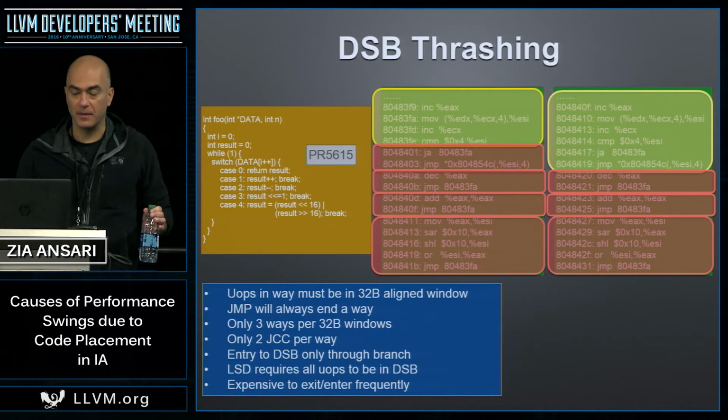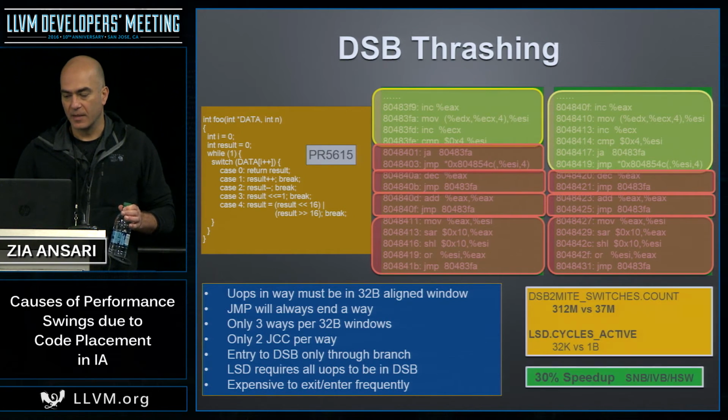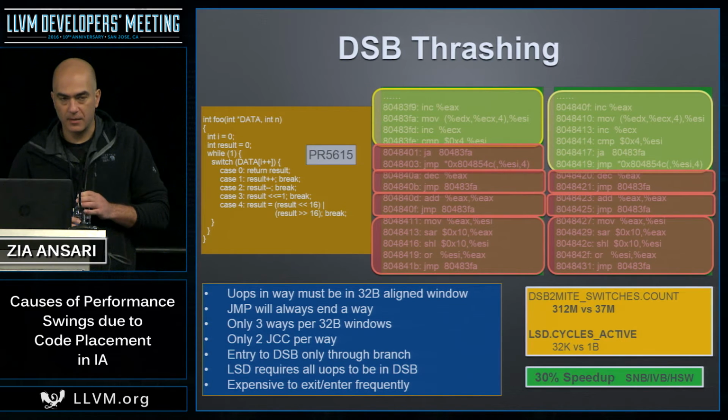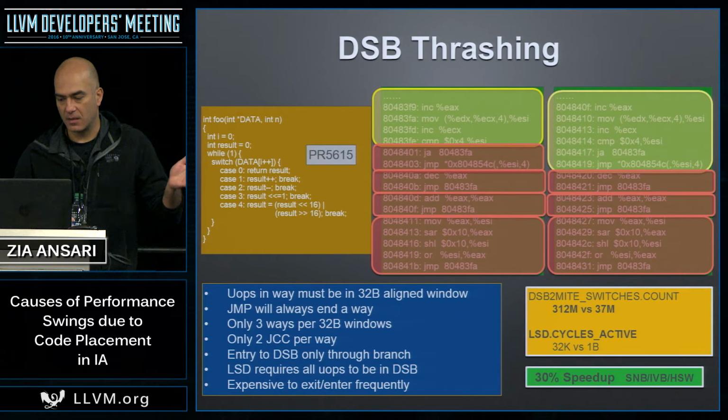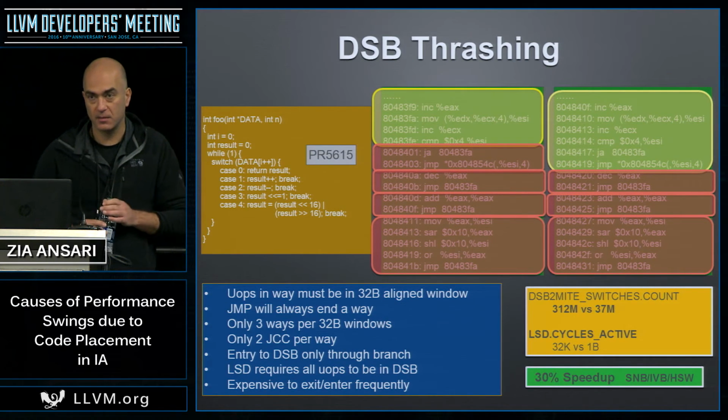So everyone's happy, right? We got two 32-byte windows, and we don't have any more than 3 ways per 32-byte window. For this example, I did some hardware counters on it just to illustrate what's going on. SEP reported DSP to MITE switches. MITE is the front-end fetch unit. So the number of switches going from the DSP to the MITE went from 312 million to 37 million.